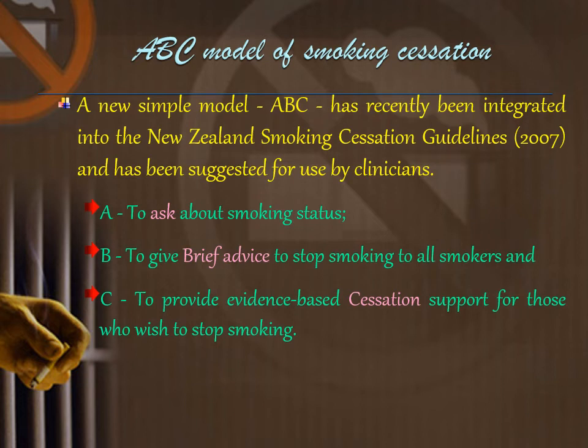Now, the ABC model of tobacco cessation, smoking cessation. A new simple model, ABC, has recently been integrated into the New Zealand smoking cessation guideline and has been suggested for use by clinicians. A stands for to ask about smoking status. B is to give brief advice to stop smoking to all smokers. And C is to provide evidence-based cessation support for those who wish to stop smoking.